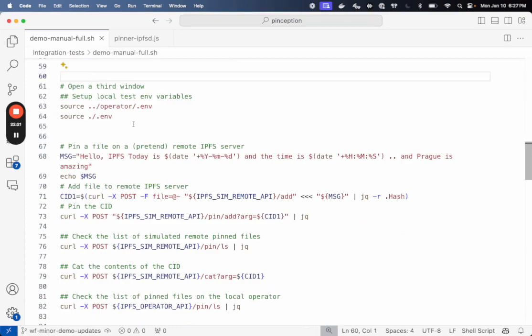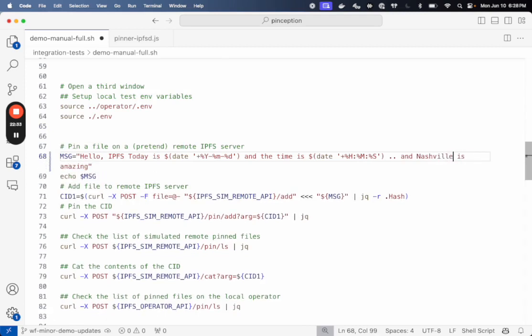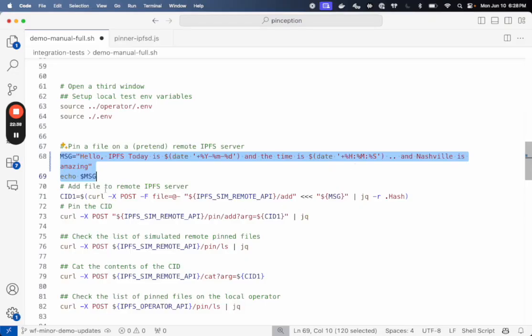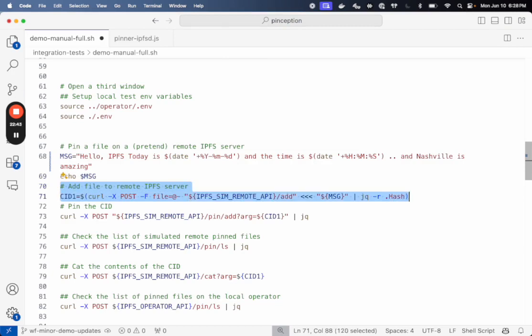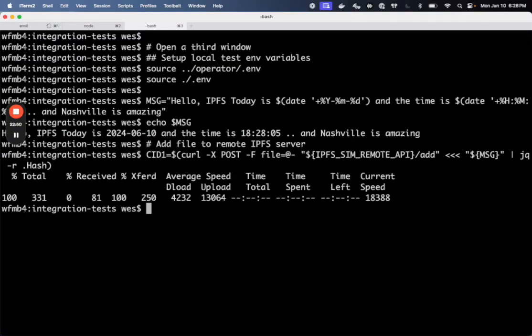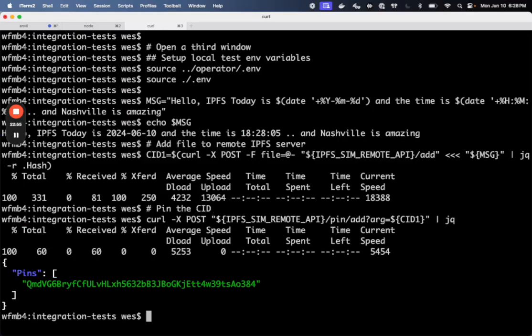Before we emit that event, I want to create an example file. So I'm going to create just a string message here: Hello, IPFS, today is this date, and Nashville, where we're at this week, is amazing because we're here for a few meetings. And then we're going to add this to the simulated remote IPFS server. So we're going to say IPFS add to the remote server, add that. It uploaded it, excellent.